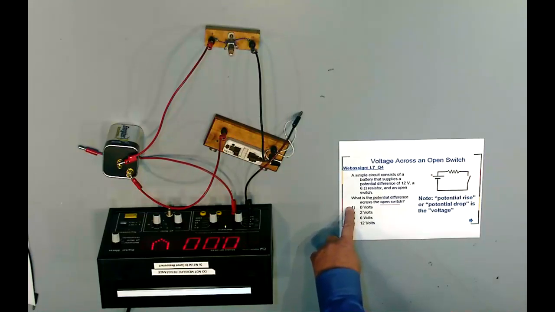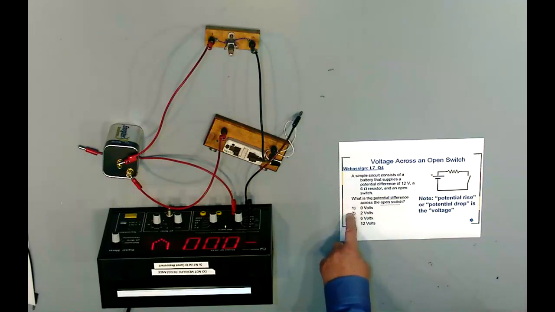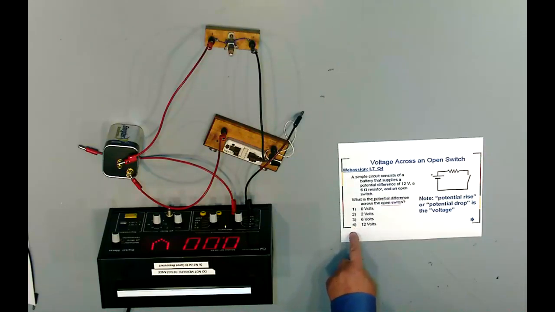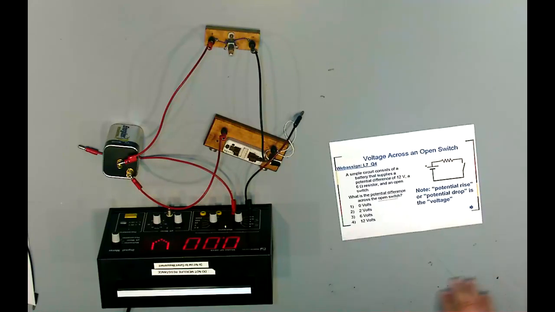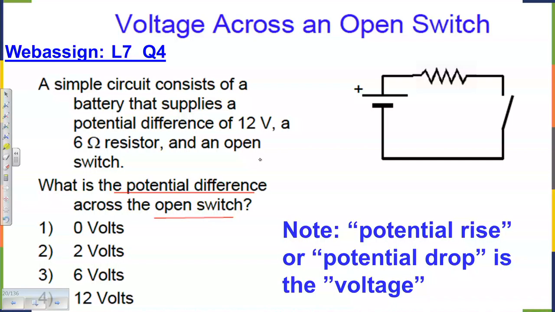Now, let's see what you said. If you said zero, please raise your hand. Don't be scared. Two. Why would it be two? Six. Twelve. If you didn't say anything, you should say something right now. Well, the answer is zero.